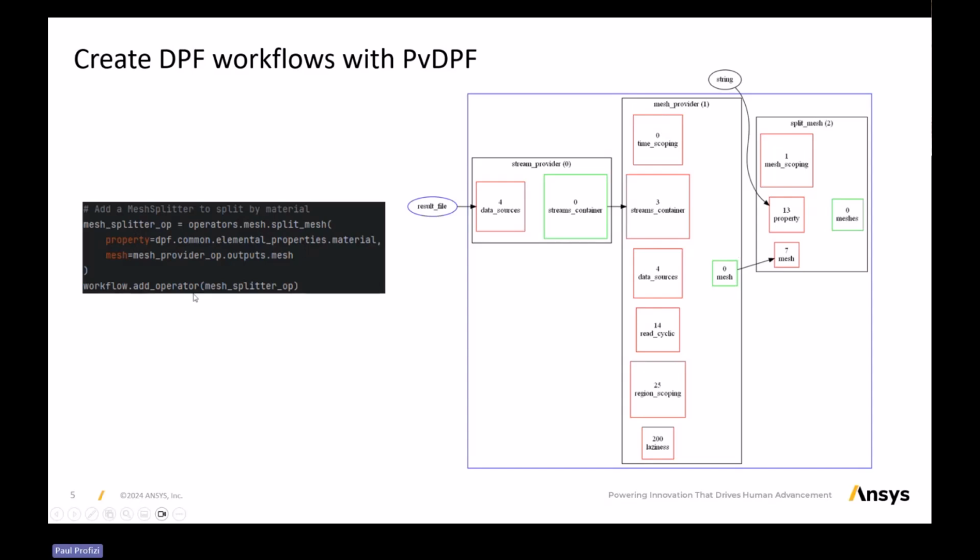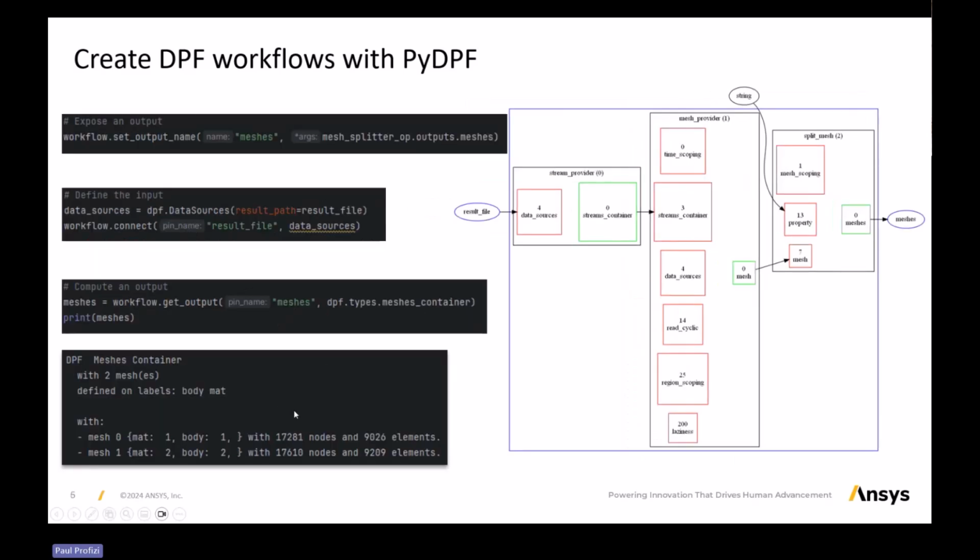And then I just have to add the operator to the workflow. So you can see it appearing on the right. Then I can expose the meshes output pin of the split mesh operator as a global workflow output. That's why it's in blue on the right and outside of the blue box. If I share this workflow, this blue box, it's going to be just this blue box available to the user with the result file input pin and the meshes output pin. You cannot really look at what's inside, or if you really want, maybe you can, but that's not the point. The point is that you share it this way.